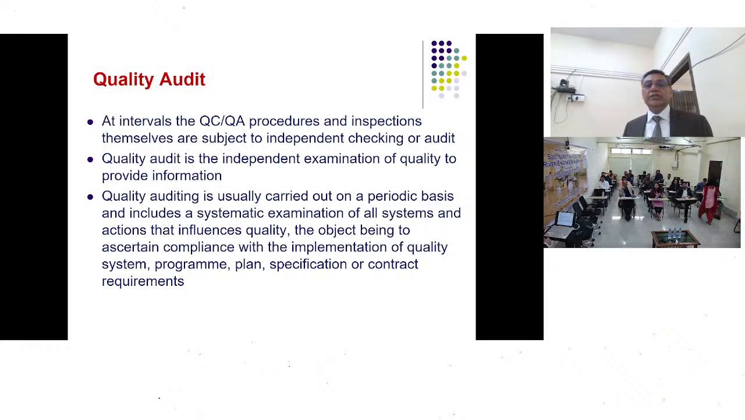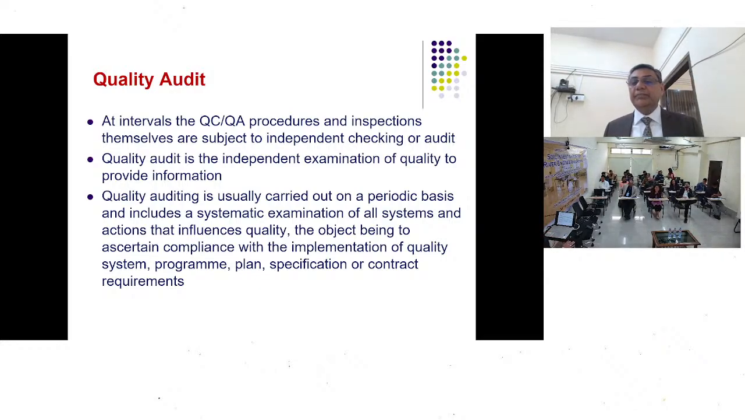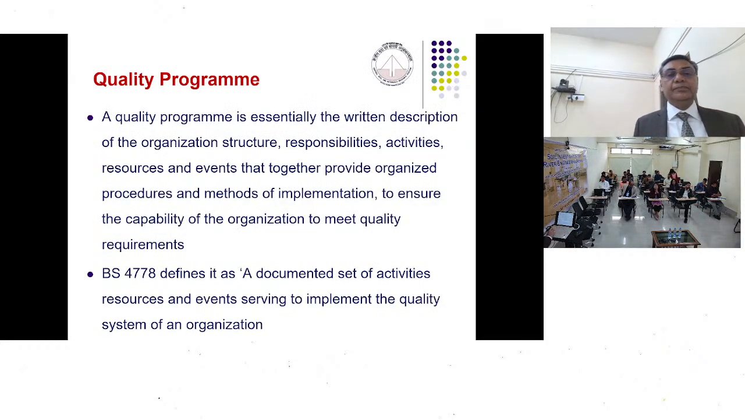So quality auditing is usually carried out on a periodic basis and includes a systematic examination of all systems and actions that influence the quality. The object being to ascertain compliance with the implementation of quality system, program, plan, specification or contract requirement. All these things have to be looked at by the quality audit.